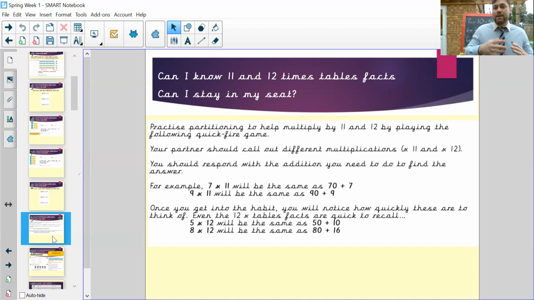So for example, if I was to say to someone, what's 7 times 11? Instead of you doing 7 times 11 and telling the answer of 77, what you need to do is do 7 times 10 first, add 7 times 1. So your answer won't be 77, you'll say 70 plus 7. For 9 times 11, it will be 90 plus 9. And if we were doing it in the 12 times table, for example, 5 times 12, you'll say 50 plus 10. If it was 8 times 12, you're doing 80 plus 16, sorry. Or if it was 7 times 12, you'd be doing what we've just done, which is 70 plus 14.